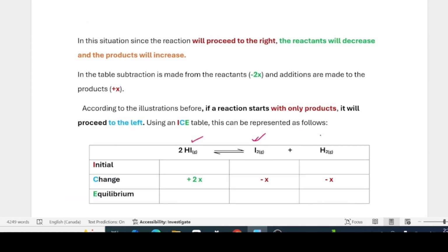On the other hand, let us suppose we have another reaction in which only iodine and hydrogen are present. In this case, the concentrations of hydrogen and iodine will decrease, and that of hydrogen iodide will increase. So we are now removing from these and adding to hydrogen iodide.